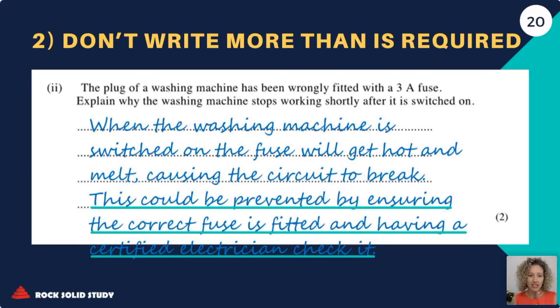Then they've gone on to tell us, because they're like, I know this, I've revised this, I've spent time on this information, I am writing it in this answer. How many of us have done that? Oh my goodness, yes, 100% I've done that. This could be prevented by ensuring the correct fuse is fitted and having a certified electrician check it.